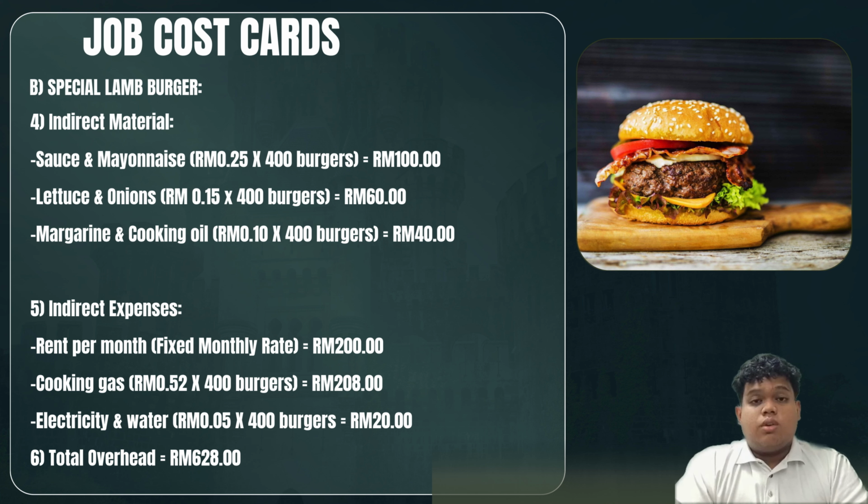After that, we need to calculate all the total overhead. To calculate the total overhead, we need to total the indirect material and indirect expenses. So the answer should be 628 ringgit.